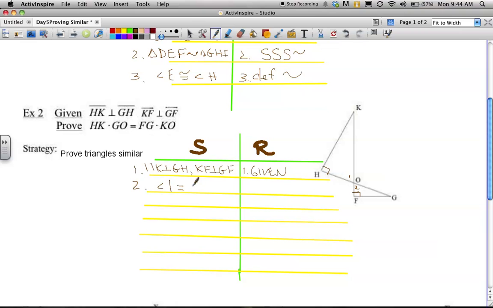Angle 1 equals angle 2. Whoops, this is number 2. Vertical angles congruent. And we really should state explicitly that angle H equals angle F, which equals 90, and that's definition of perpendicular. And we've done a substitution step. You could do these in two separate steps if you'd like to.